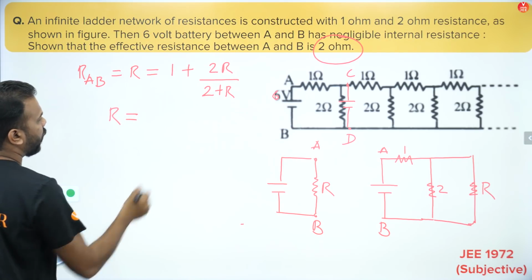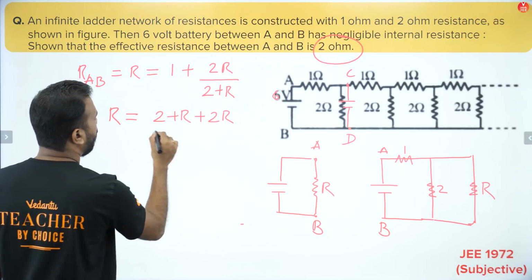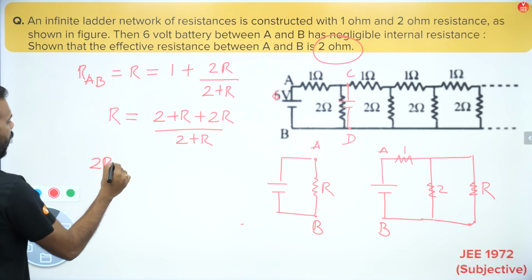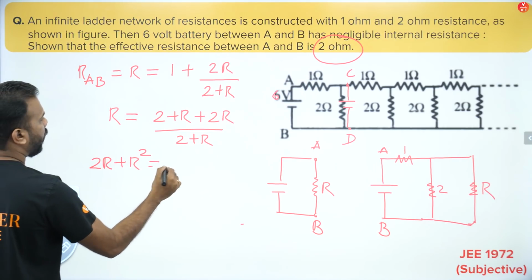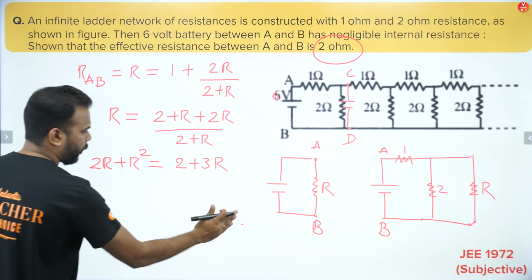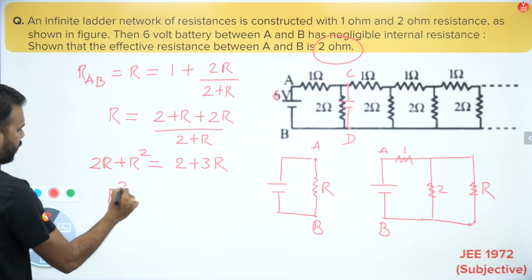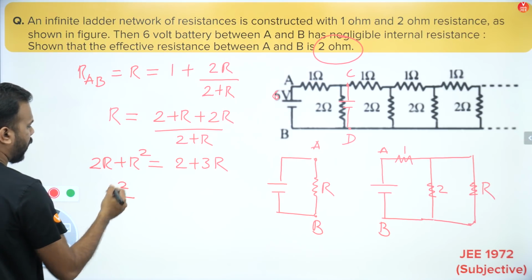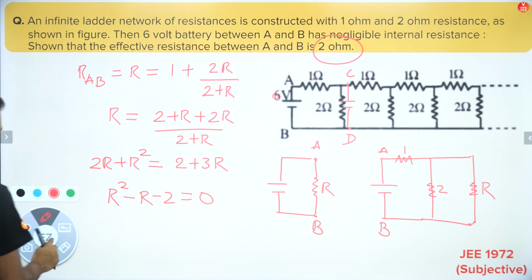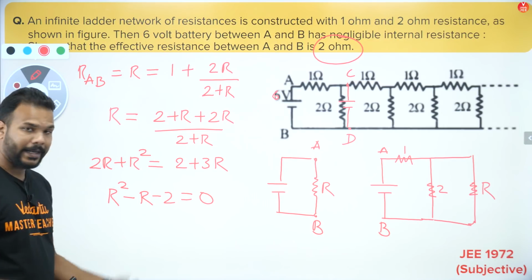After this, it's a very simple question. So this is 2 plus R plus 2R divided by 2 plus R. Take this to this side, you will have 2R plus R square equal to 2 plus 3R. And now just try to rearrange it. This is R square minus 3R plus 2R will be R, and minus 2 equal to 0. And usually such a question will land up in a quadratic equation.